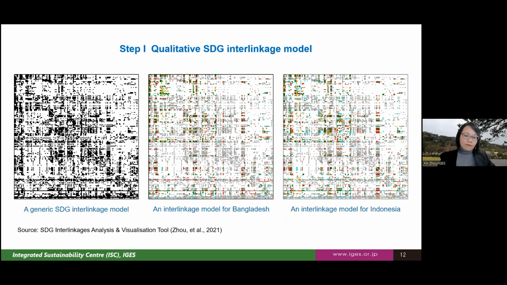So for the qualitative SDG interlinkage model, here we show 3 figures. One is the generic SDG interlinkage model on the left, and 2 specific interlinkage models for Bangladesh in the middle, and for Indonesia on the right. The generic model defines the structure of the interlinkage model for 169 targets, and the country models present quantified interlinkages tailored for each country. The colors in the country models indicate either strong or weak, or positive or negative linkages, based on the correlation coefficients.